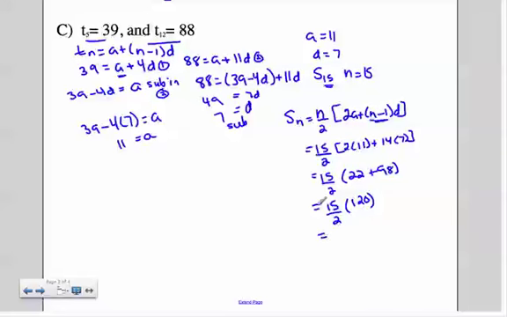So now this is going to equal 900, either by going 15 times 120 divided by 2, or 120 divided by 2 to get 60, then times 15. So the first 15 numbers in this arithmetic series would add to 900.